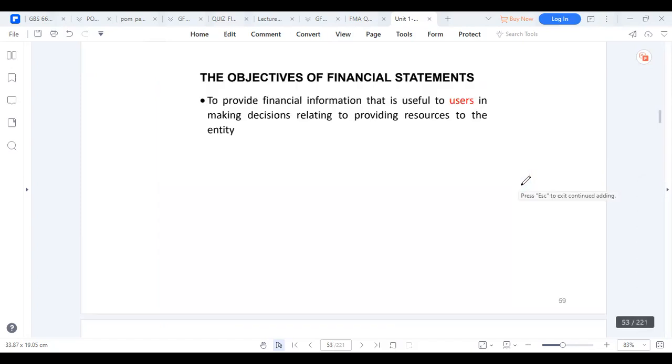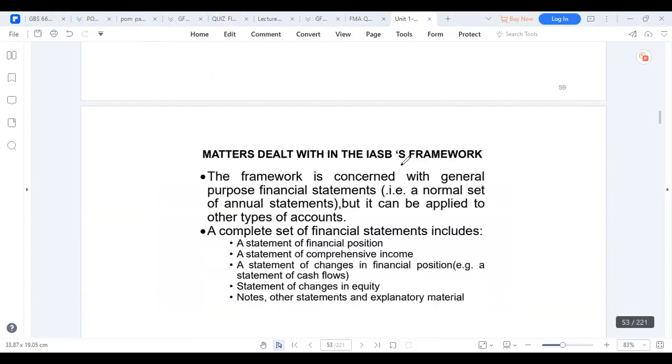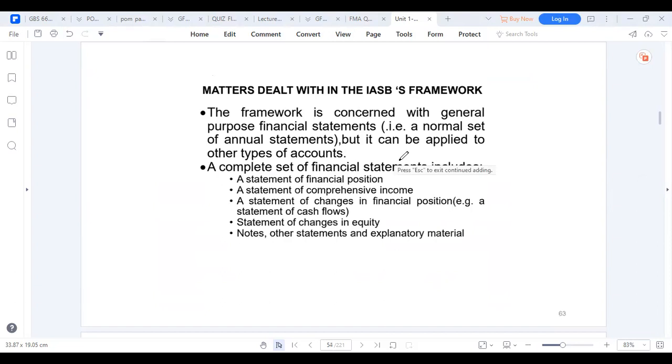Just to look at them, the objectives of the financial statements are to provide information that is useful to users for decision making. Now, the framework is concerned with the general purpose financial statements.